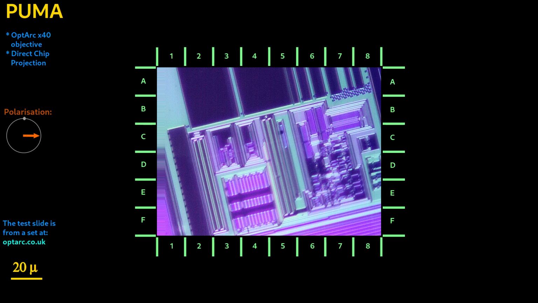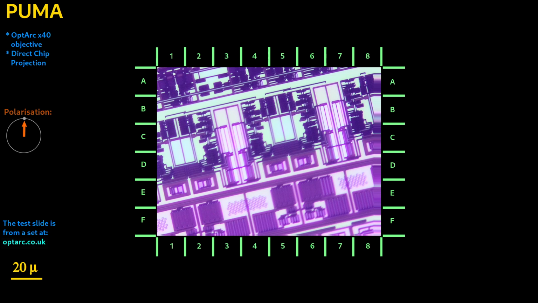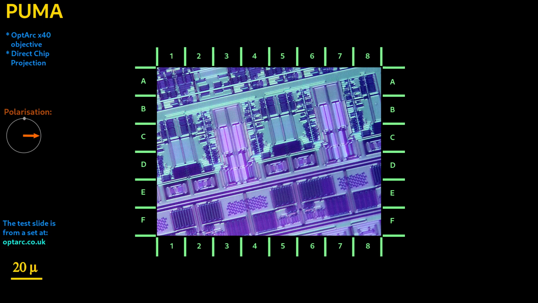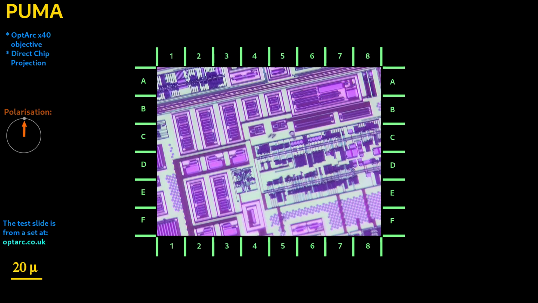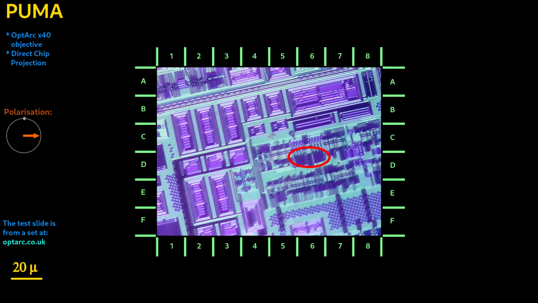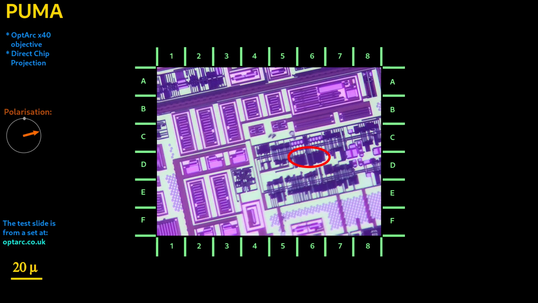Note that with different states of crossed polarization, you see different parts of the circuit elements being emphasized. Also note these dark structures here. Even with this high magnification, we are not seeing what's going on in here. When I show you the oil immersion images shortly, the reason for that will become clear.